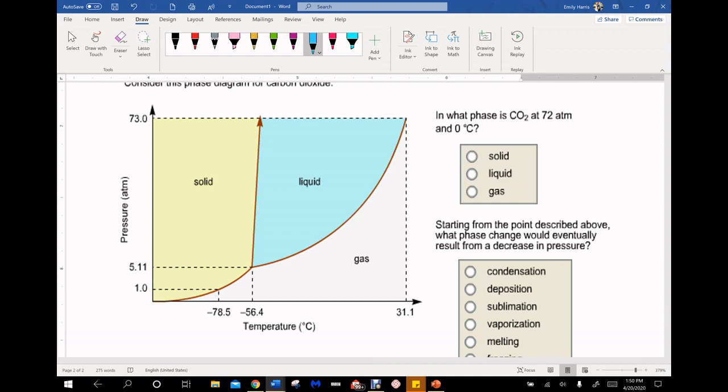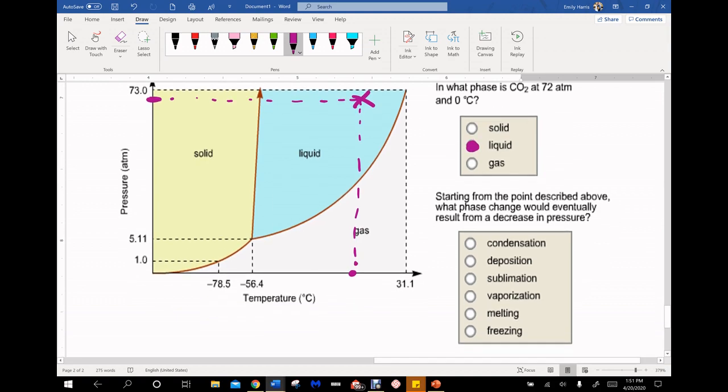It says, in what phase is carbon dioxide at 72 atmospheres and 0 degrees Celsius? So let's go ahead and find that point on our graph. 72 atmospheres will probably be close to the top of our pressures. 0 degrees Celsius will be somewhere between -56 and +31. So maybe in there a little bit, or maybe a little bit further over, maybe like that. And so if we create that ordered pair, it looks like the phase of carbon dioxide at that temperature and pressure is going to be a liquid phase.